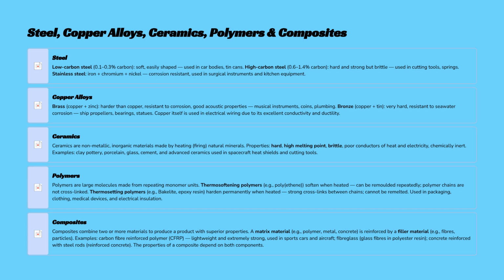Steel alloys vary in carbon content, affecting properties from soft to hard. Copper alloys like brass and bronze are used for conductivity and resistance. Ceramics are hard, brittle, inorganic materials with high melting points. Polymers are large molecules categorized as thermosoftening or thermosetting. Composites combine materials like carbon fiber reinforced polymer to achieve superior properties from both components.